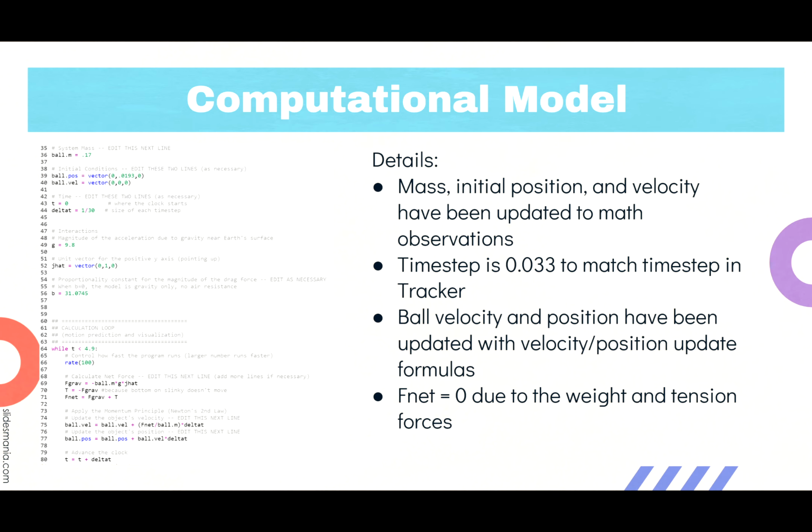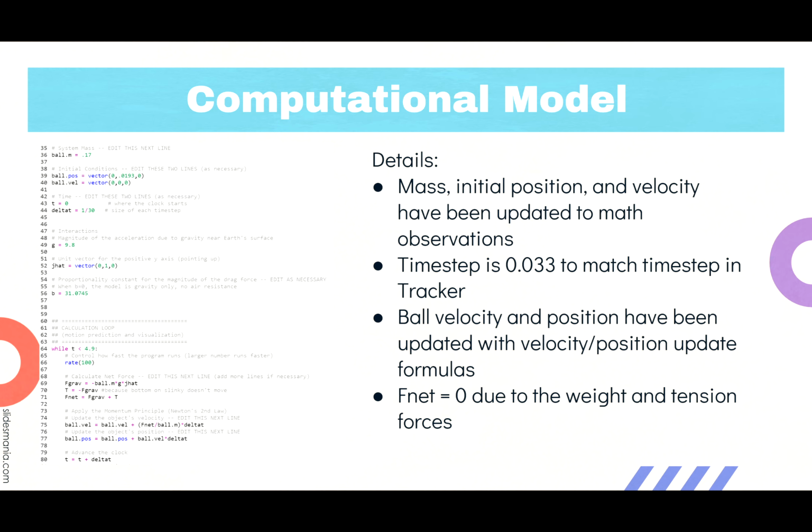Here is a screenshot of the code for the computational model I created. First, I changed the object's mass to match that of the slinky, and I then updated the velocity and position equations to be the velocity and position update formulas. For the first while loop, the model predicts the unchanging position of the bottom of the slinky.